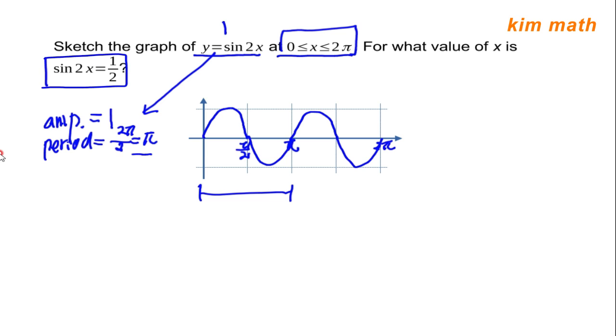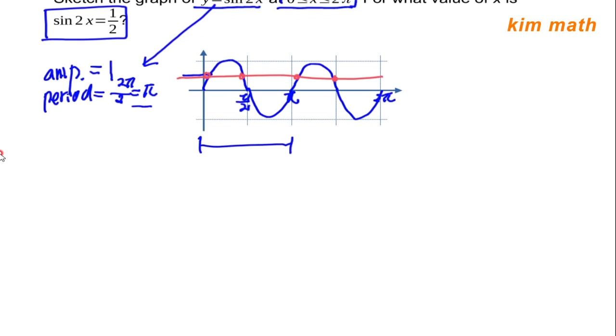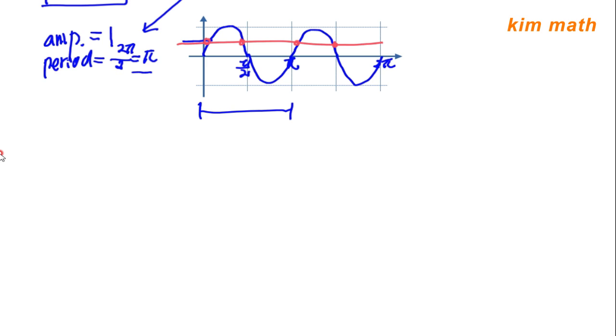Okay, and the question asks us to solve this one. So if I draw 1/2, 1/2 is here. Now, can you see that we have 4 solutions? So, from sine of 2x equals 1/2, think of 2x as just one angle. So 2x, with the same picture as our previous question, sine of something is 1/2.